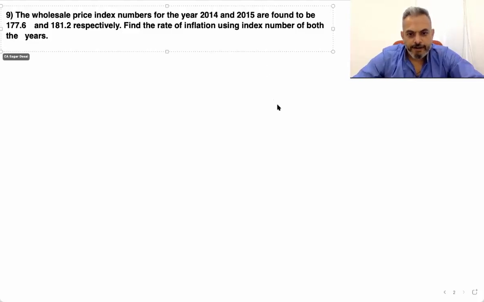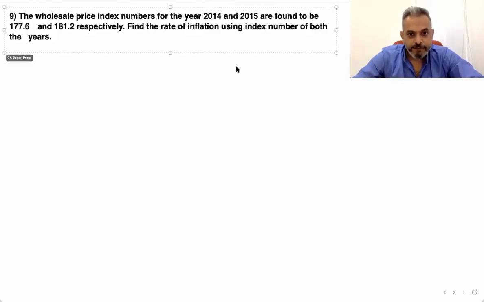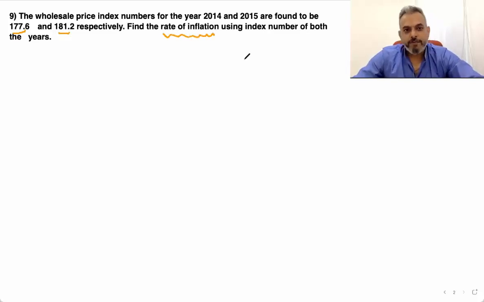Question number 9. The wholesale price index for the year 2014 and 2015 are found to be 177.6 and 181.2 respectively. Find the rate of inflation using index number of both the years. So let's write solution.